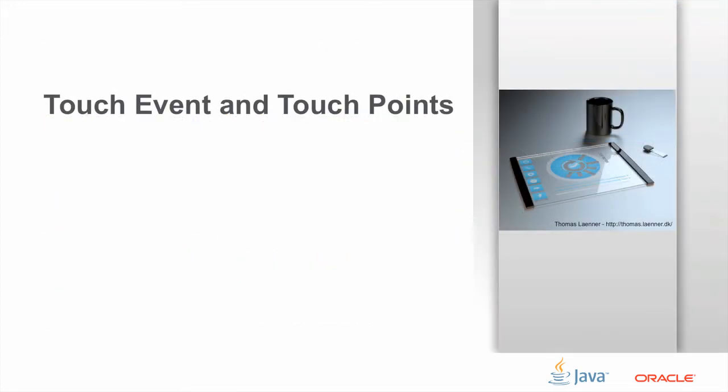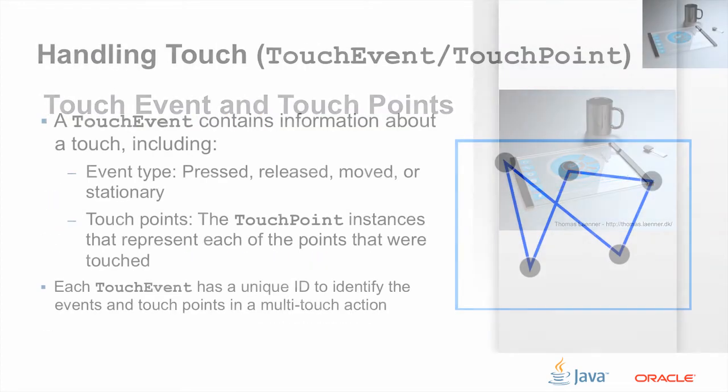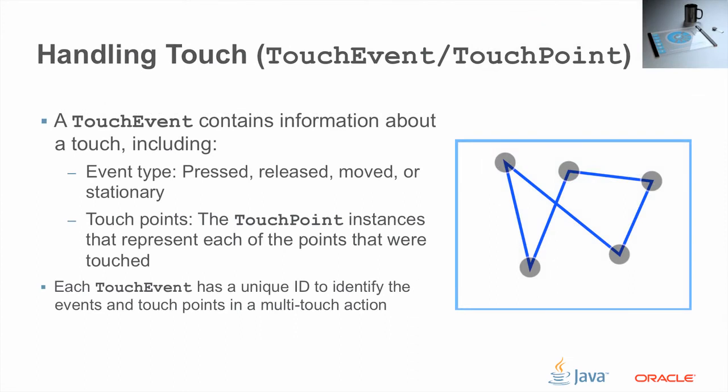Then we have touch events and touch points, which are a lower level kind of idea. The gestures that we just talked about were kind of a semantic idea, the higher level idea, but if we want to control things at the touch event and touch point level, then you can certainly do that. So there are 4 types of events that you can catch. There's pressed, released, moved, or stationary. And then each event has one or more touch points based upon how many points were touched.